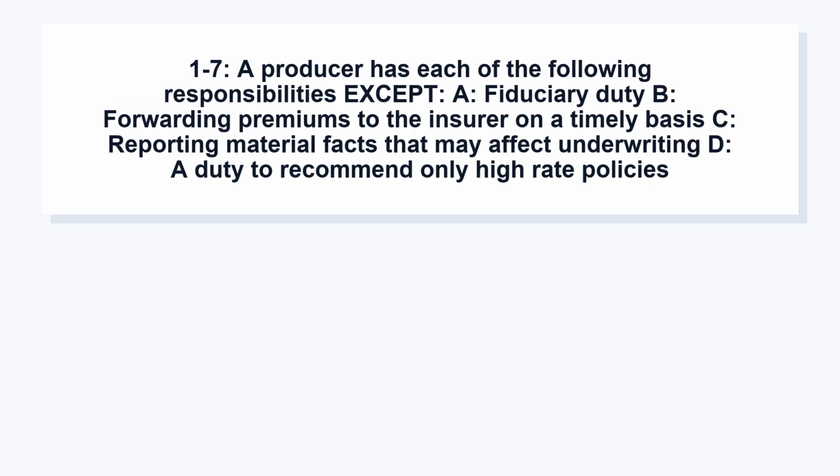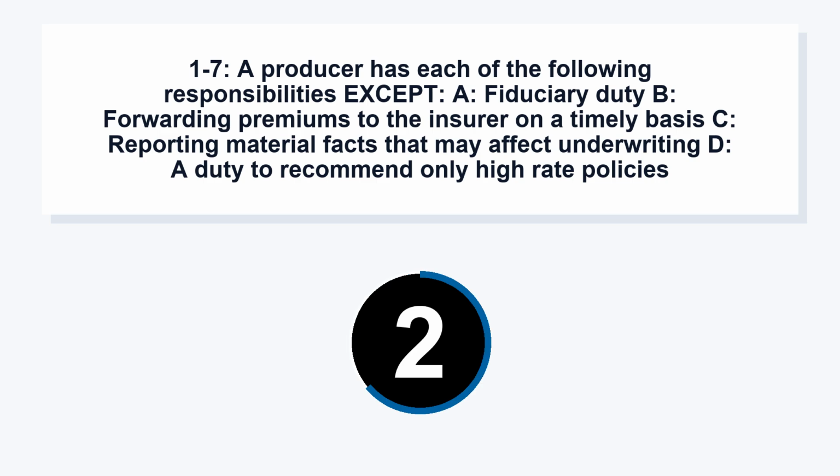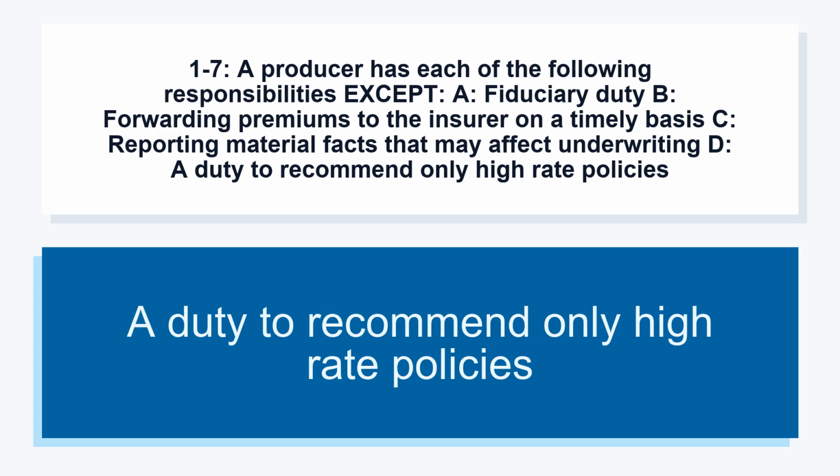A producer has each of the following responsibilities except: a. Fiduciary duty, b. Forwarding premiums to the insurer on a timely basis, c. Reporting material facts that may affect underwriting, d. A duty to recommend only high-rate policies. A duty to recommend only high-rate policies.